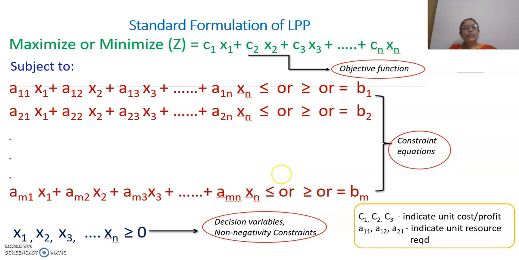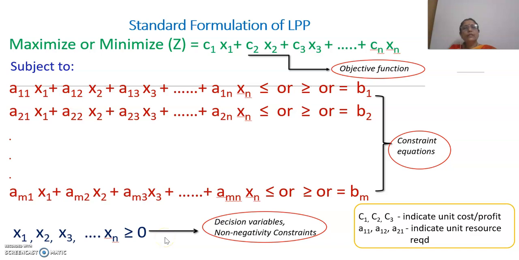Now to have an overview of what we studied, we are just seeing this standard formulation of linear programming problem, which consisted of three elements basically. One is identification of the decision variables in the problem, which are represented as x1, x2, x3, etc. up to xn, which will have positive or zero values, meaning it is always non-negative.